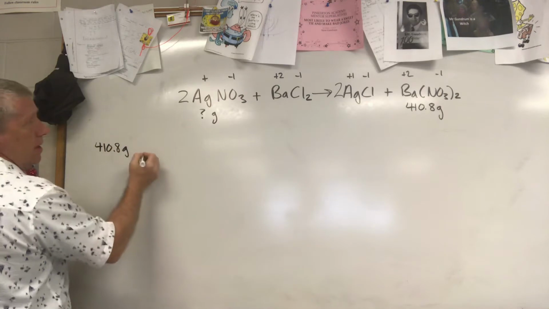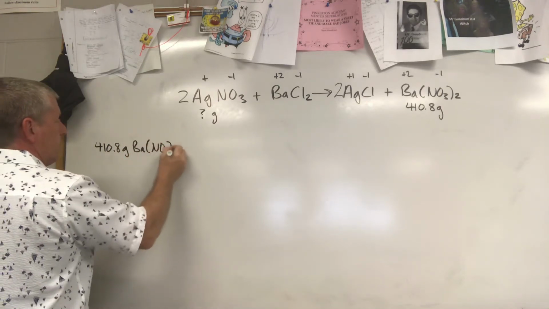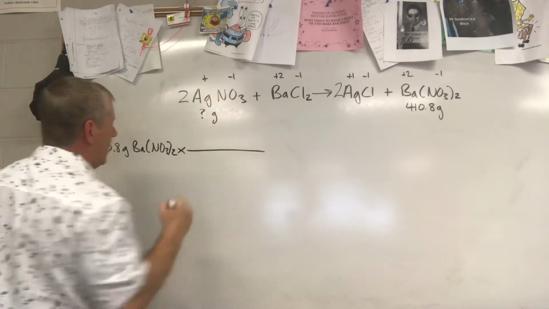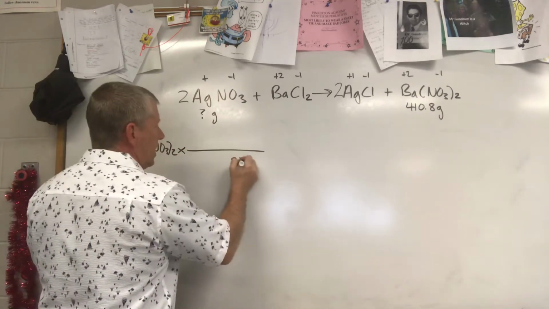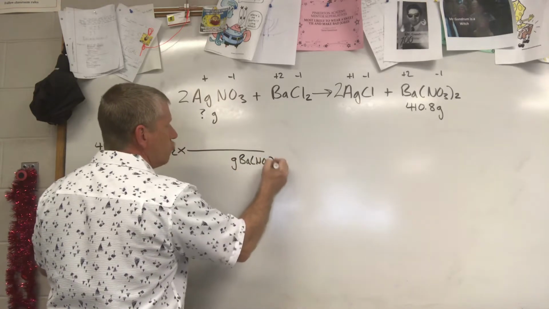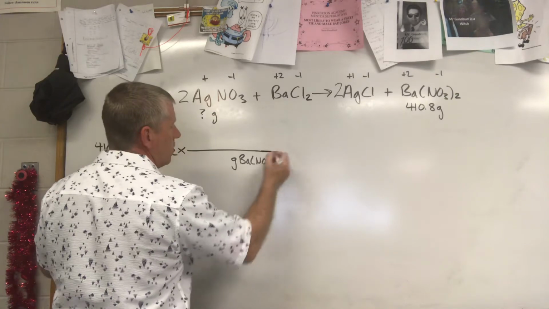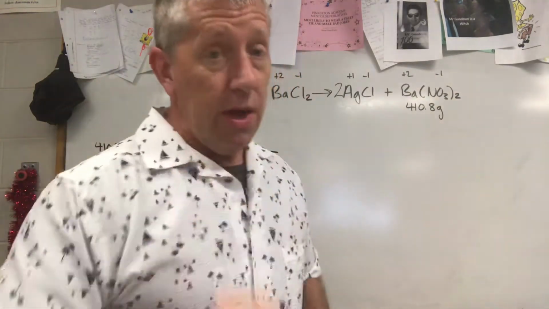410.8 grams of barium nitrate. Multiply, divide. Okay. Grams of barium nitrate goes on the bottom. Maybe that's a gram ratio. Gram to gram ratio? No, there's no such thing as a gram to gram ratio. Mole ratio, yes. Gram ratio, no.